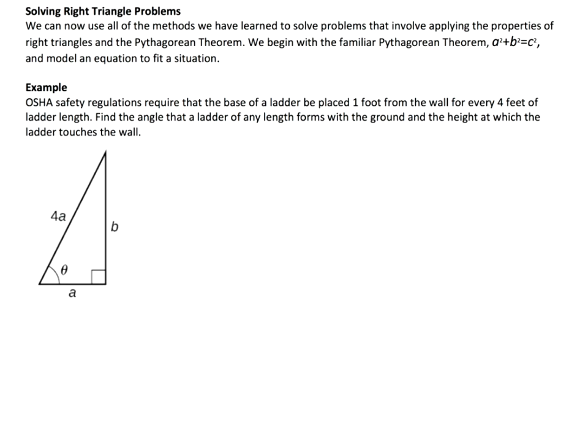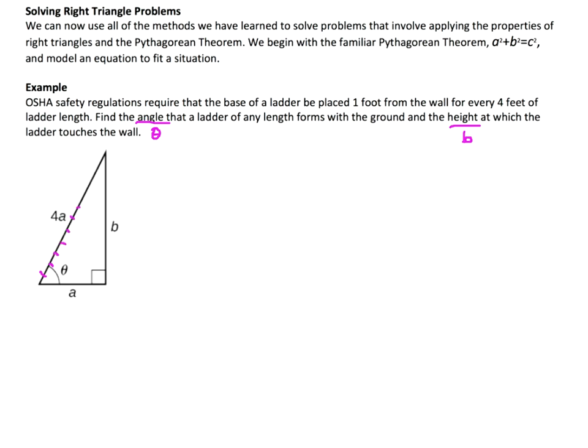Okay, so OSHA safety regulations require that the base of the ladder be placed 1 foot from the wall for every 4 feet of ladder length. Find the angle that a ladder of any length forms with the ground and the height at which the ladder touches the wall. So the angle is shown as theta in the picture, and the height is shown as b.